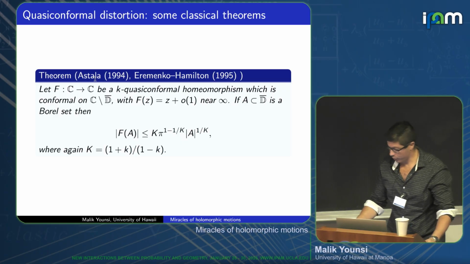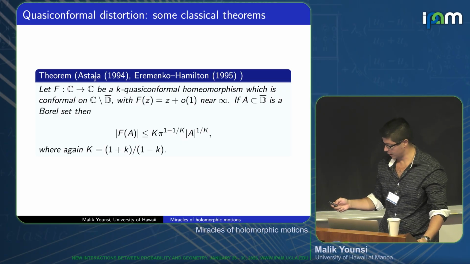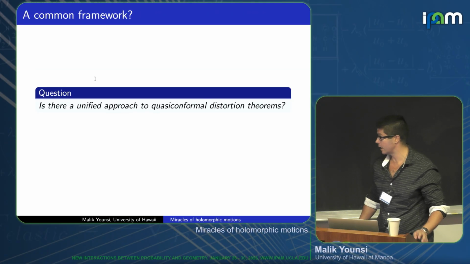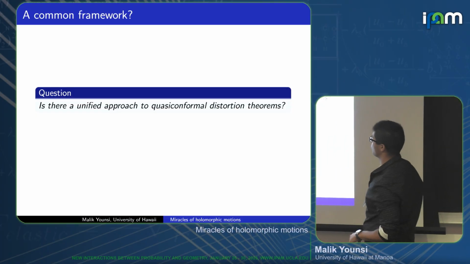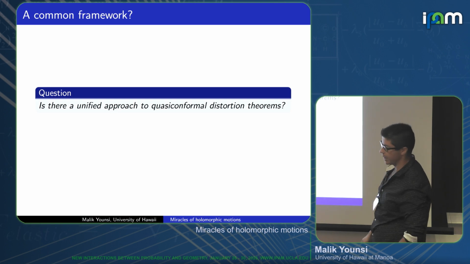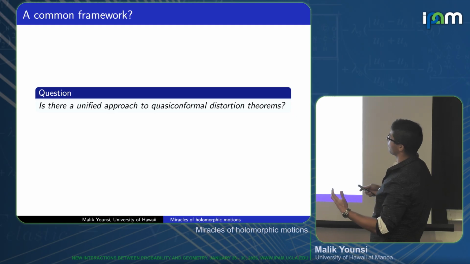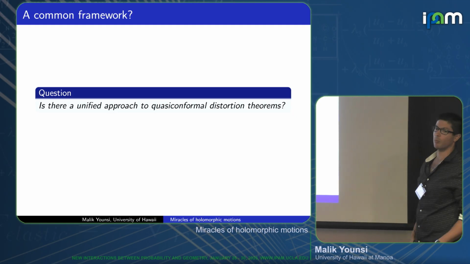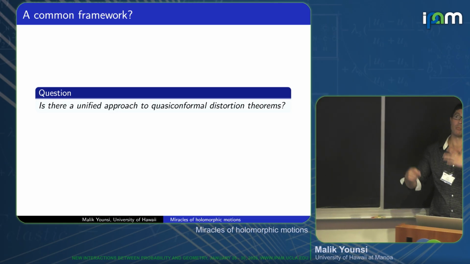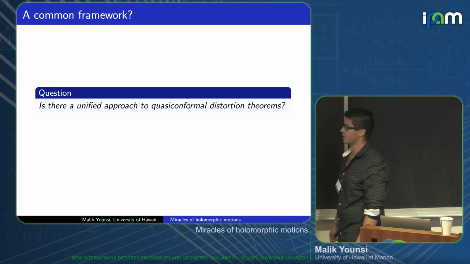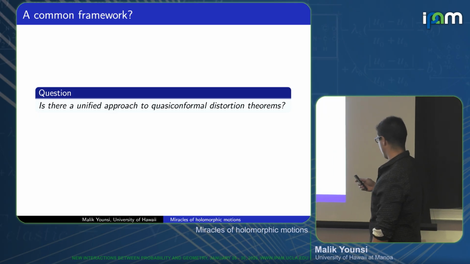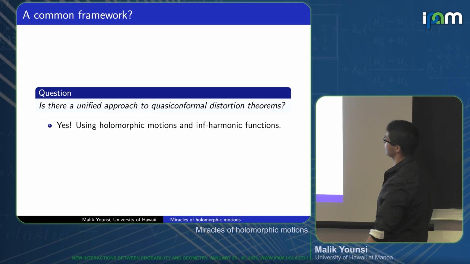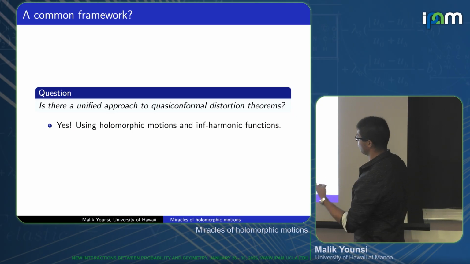So for this talk, I'd like to discuss the following question. If you look at all the proofs, these are all different papers, the proofs are not trivial, but they all have sort of common ingredients. So one question we were interested in is, is there a sort of unified approach to all of these quasiconformal distortion theorems? So just one proof that would somehow give you all of these results as corollaries. And what I want to talk about today is, yes, we're able to do this, and there are 2 main ingredients.